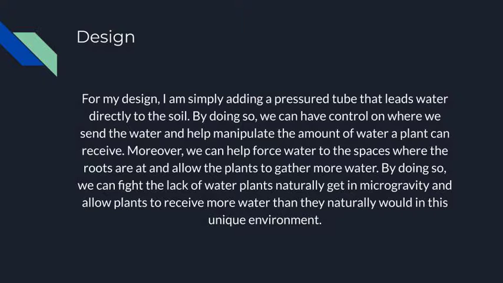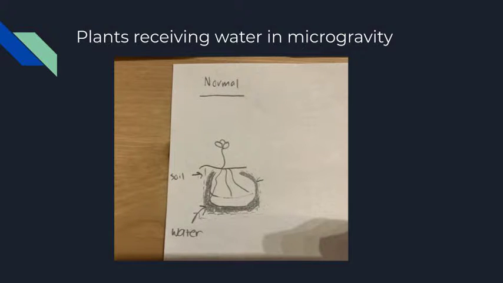By doing this, we can help fight the lack of water plants naturally get in microgravity and allow plants to receive more water than they naturally would in this unique environment, in microgravity. Naturally on Earth, water tends to fall to the bottom of the soil where the roots can reach it. However, in microgravity, the water tends to fill the outskirts of the soil, which is out of the reach of the roots. Because of this, many plants tend to have insufficient amounts of nutrients and thus grow in defective ways.